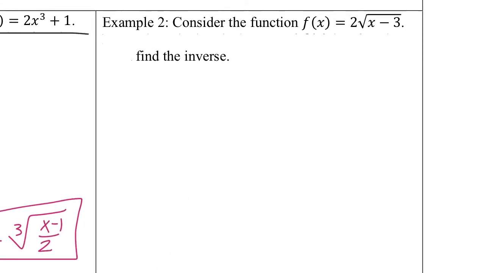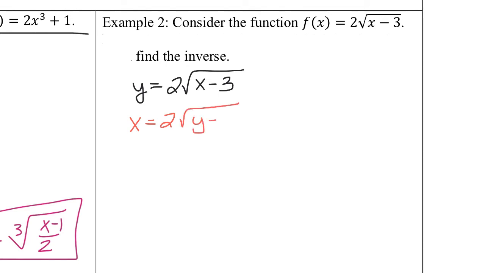Example 2. Consider the function f of x equals 2 square root of x minus 3. Find the inverse. So again, change the f of x to a y. y equals 2 times the square root of x minus 3. Then we're going to interchange the x and the y's placements. So I have x equals 2 square root of y minus 3. And then we start solving. I need to resolve it for y.